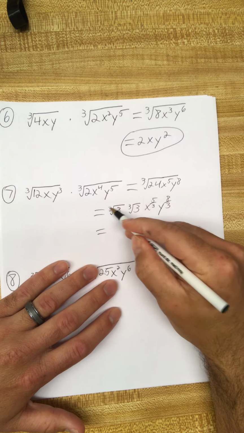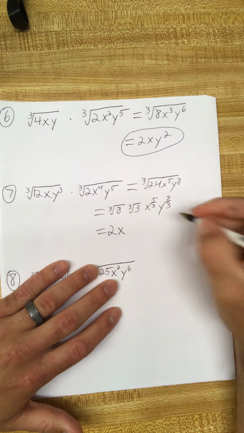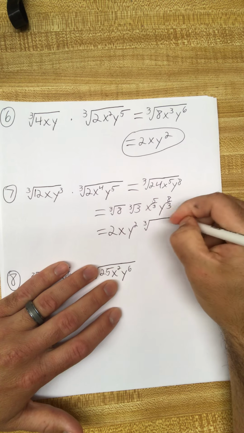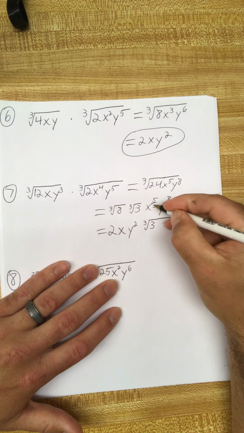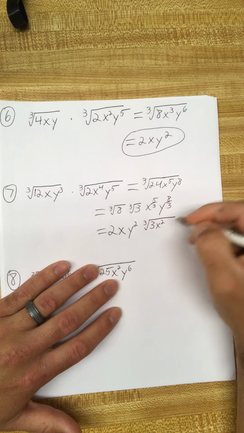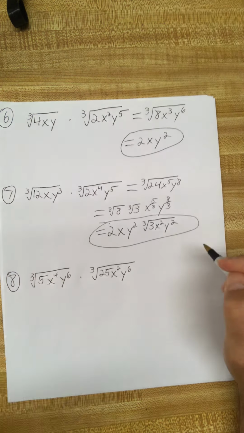So for our final answer here, the cube root of 8 is 2. 3 goes into 5 one whole time. 3 goes into 8 two whole times. What's left in the radical then will be the 3. We have a remainder of 2 there. And we have a remainder of 2 as well with the y's. So that would be your final answer then.